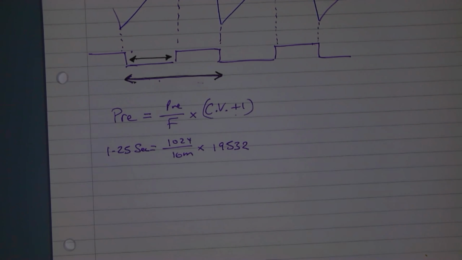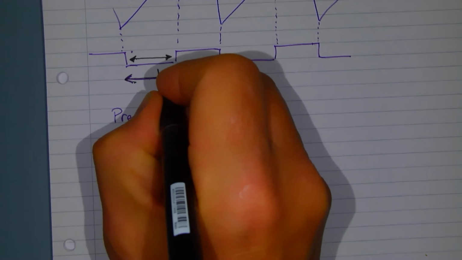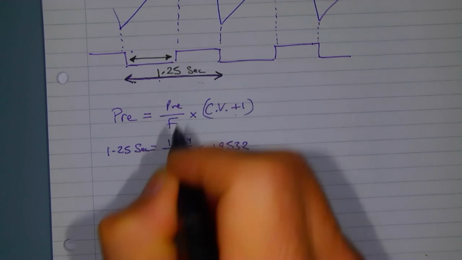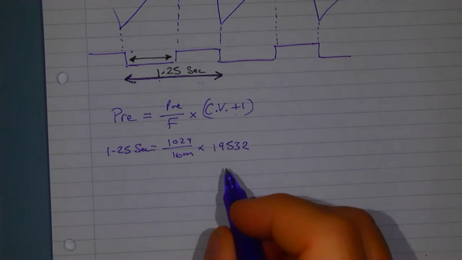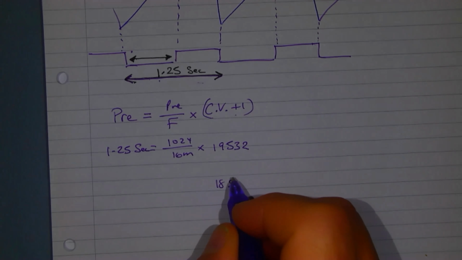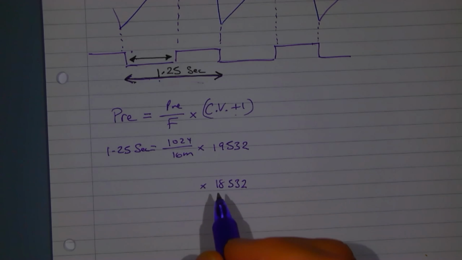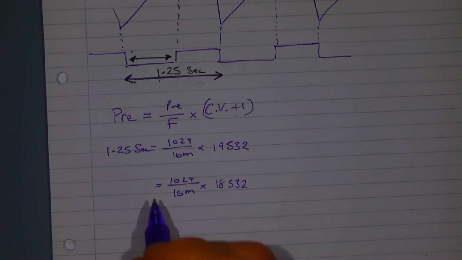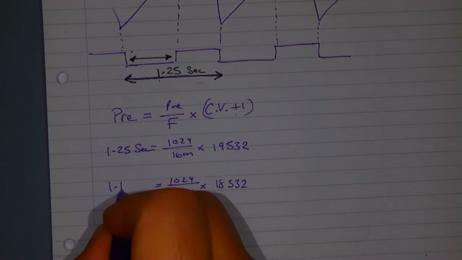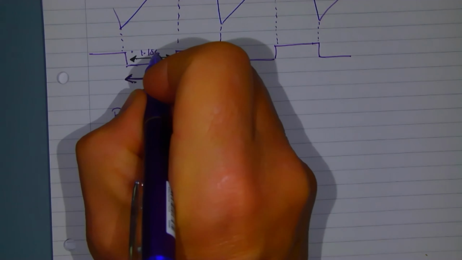Okay, so that's the whole period of the whole thing here, 1.25 seconds. Now we've also got this point in time here, 18531. So plus 1 is 18532. And again, 1024 is a prescaler, 16 meg, and what that gives us is a value of 1.186 seconds. Okay, so that's 1.186 seconds.